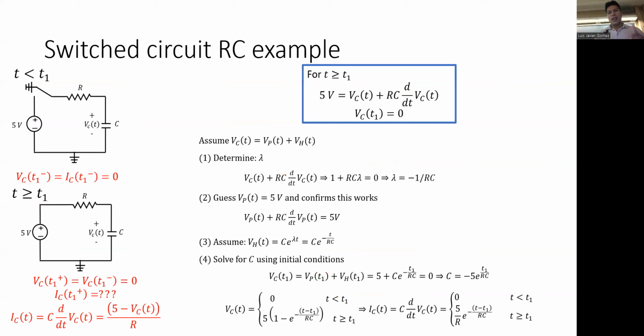Yeah, and here I solved it. We have 3 minutes, so I'm going to stop here. Next lecture, we're going to pick up with this and talk about switch circuits, and hopefully we'll get into LC.